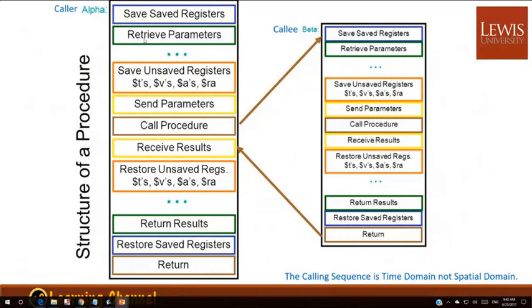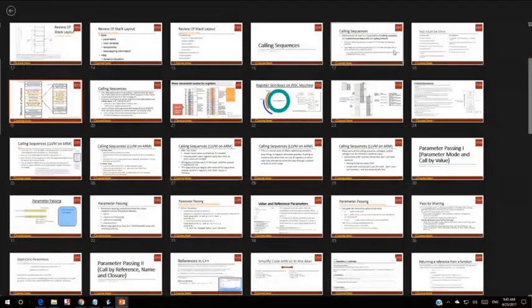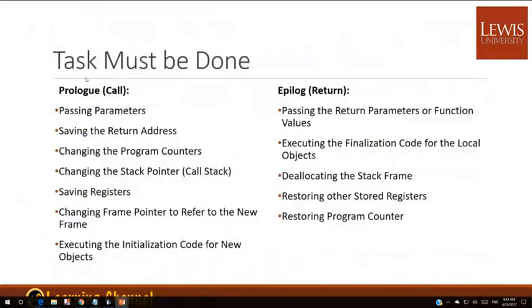First, we save the registers, retrieve the parameters, and then unsave the registers, send in the parameters when we start to call a certain function. So if you look at this from here to here, it is doing what you do for the prologue.